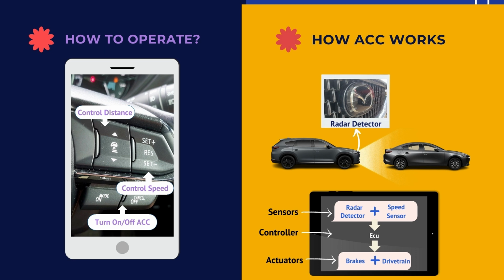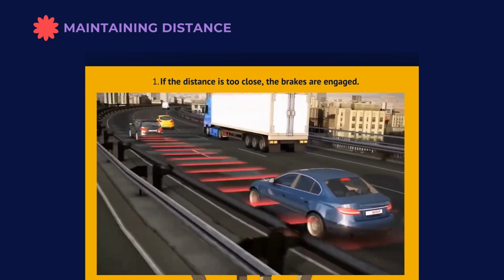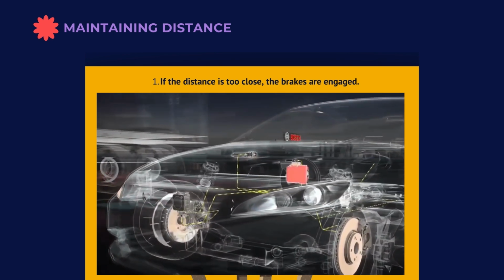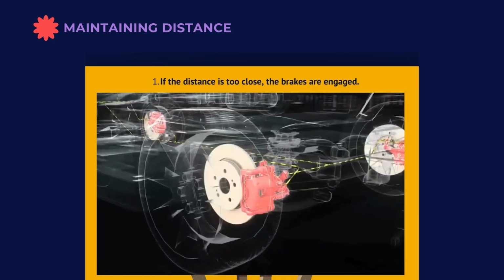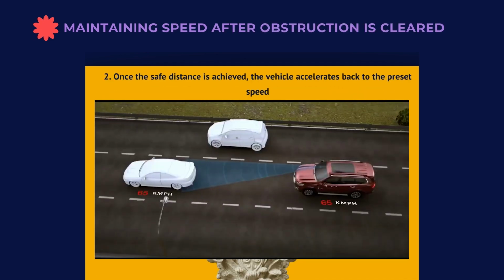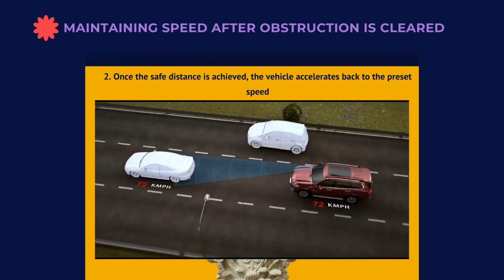The ECU compares the measured distance and the safe distance chosen by the driver. The brakes are applied if the vehicle is too close to the vehicle in front. This is achieved through the connection between the ECU, the brake actuator module, which is connected to the braking calipers of the vehicle. The system will accelerate the car back to the selected speed when the car in front accelerates as well.